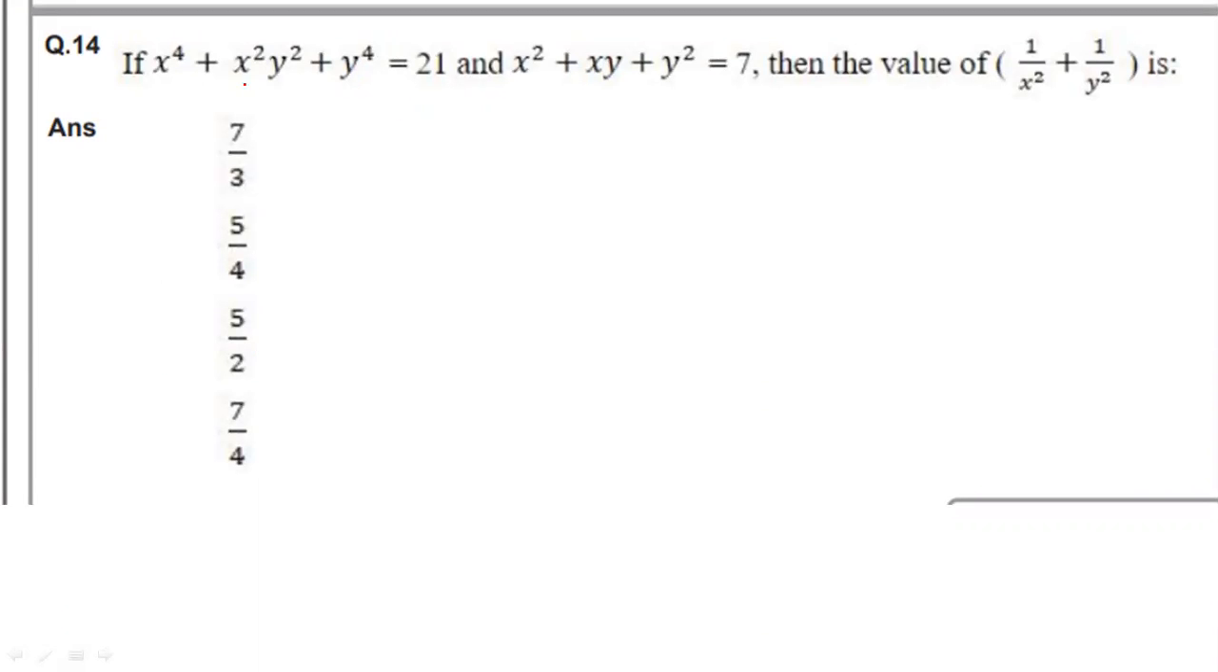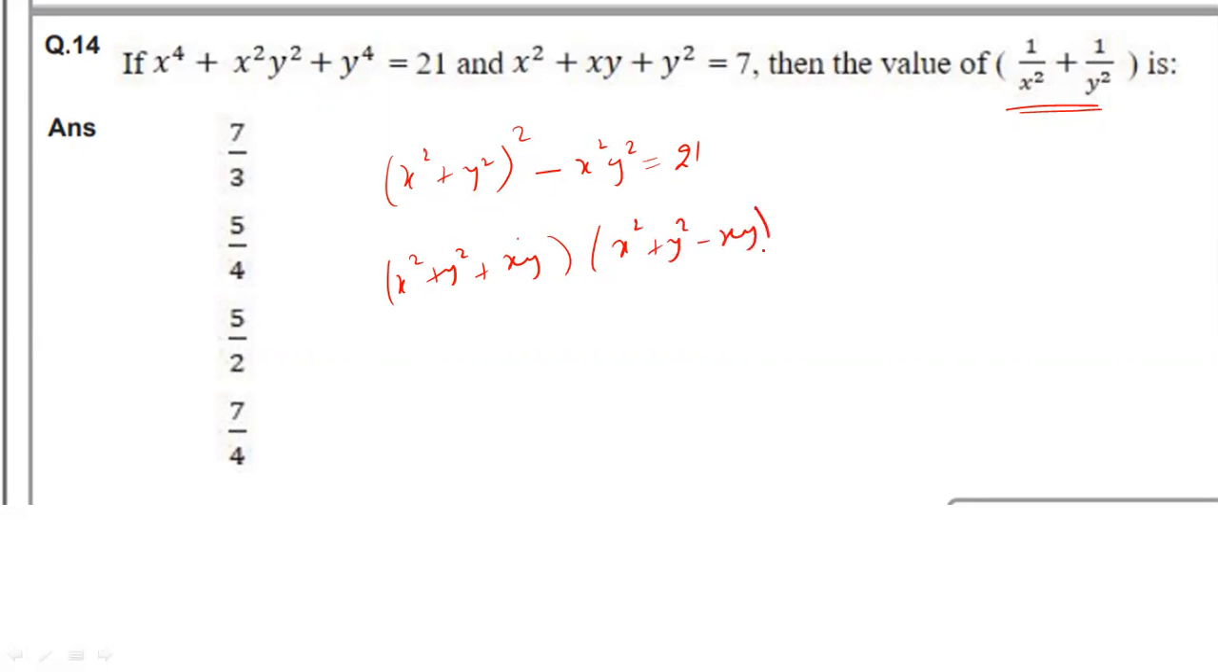X power 4 plus x square y square plus y power 4 is 21. X square plus xy plus y square equal to 7. He is asking the value of this expression. Now actually if this is x power 4 plus 2 into x square y square plus y power 4, it should have been x square plus y square whole square. But the problem is here, instead of 2x square y square, there is only 1x square y square. So 1x square y square is less, this is 21. So this is like a square minus b square, which is a plus b into a minus b is 21. Luckily we know this value here given.